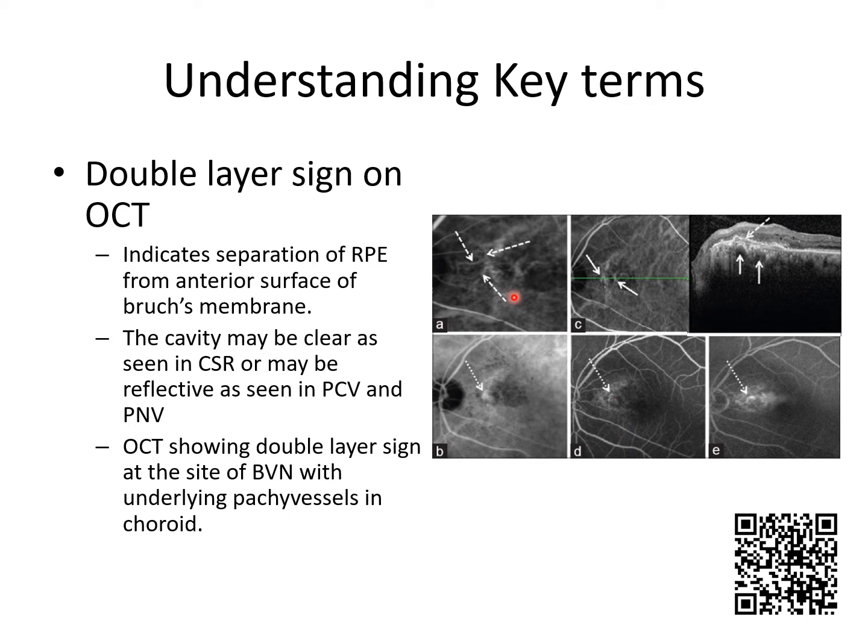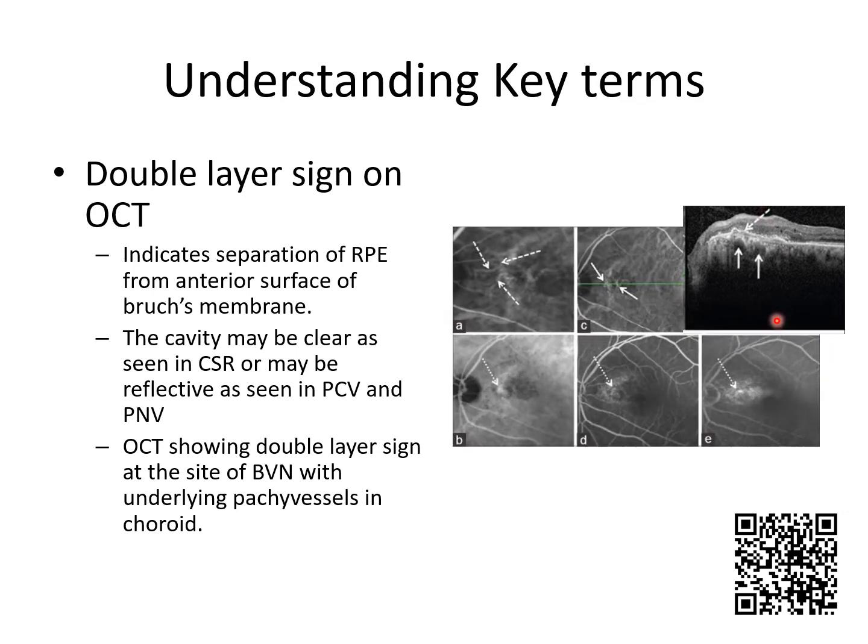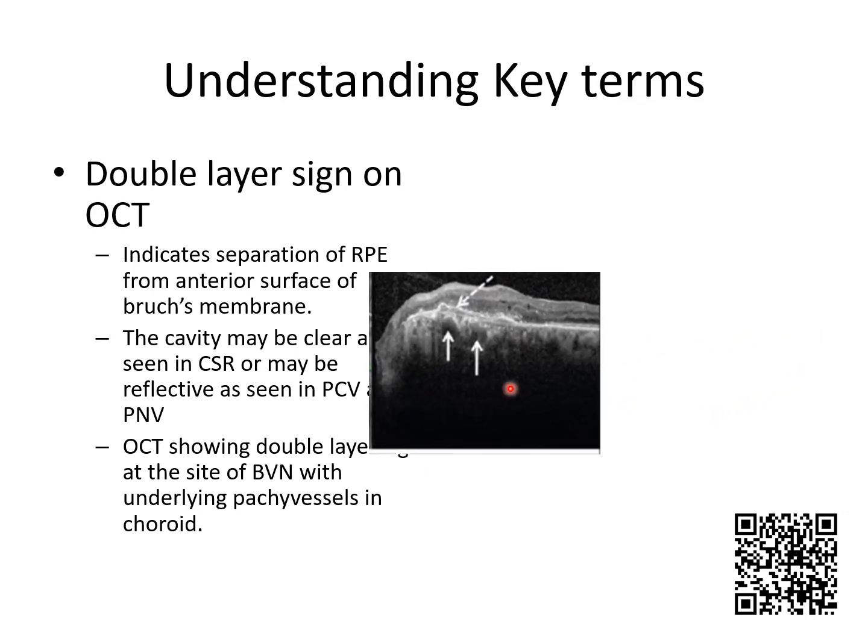This is a common denominator for pachychoroid disease, as we will see further. Now this is an ICG image along with the OCT showing us that apart from these large caliber choroidal blood vessels, in this portion which is closer to the optic disc, we can see again a double layer sign, but this time the double layer sign has a reflective material deposited in between the two layers, that is the retinal pigment epithelium and the Bruch's membrane.